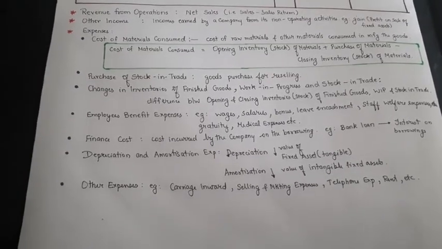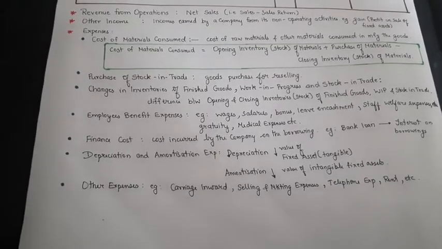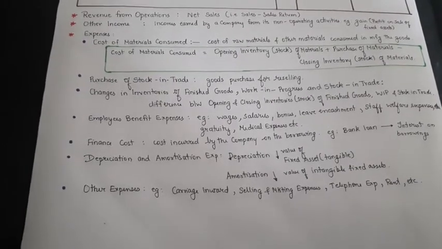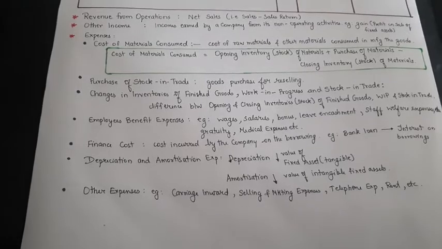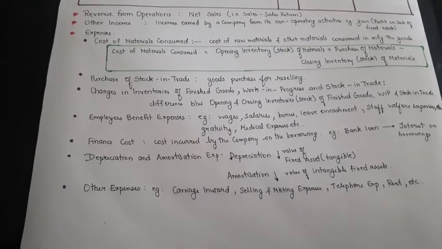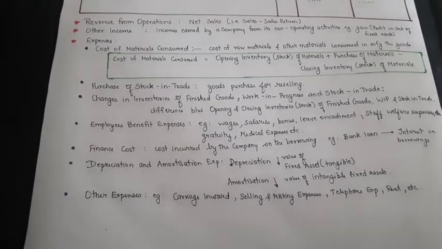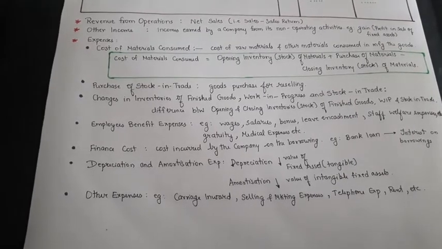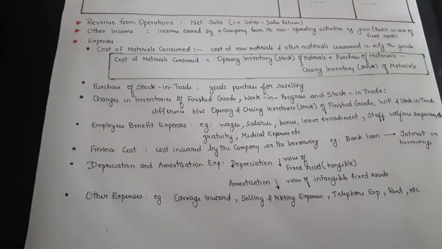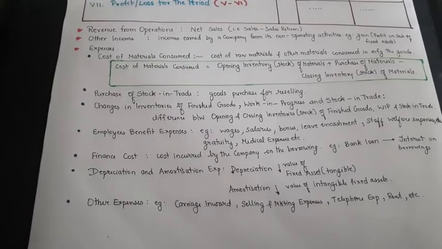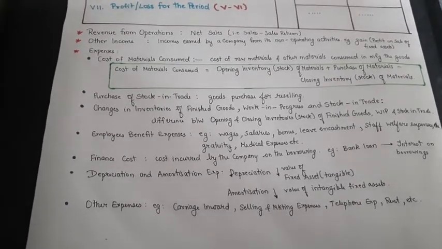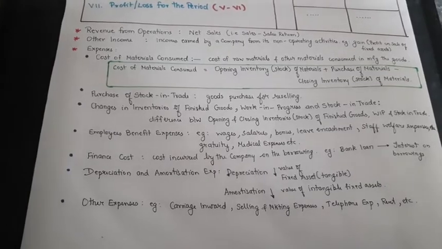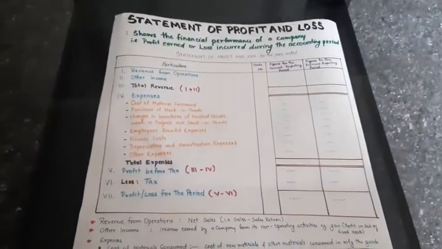Next one is depreciation and amortization expenses. It is a very familiar term for you. Reduction in the value of fixed asset is known as depreciation, and reduction in the value of intangible asset is termed as amortization. Other expenses are carriage inward, selling and marketing expenses, telephone expenses, rent, etc. So this is the format of statement of profit and loss.